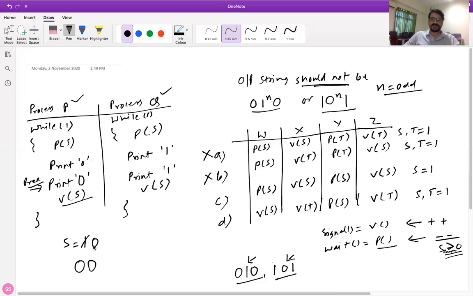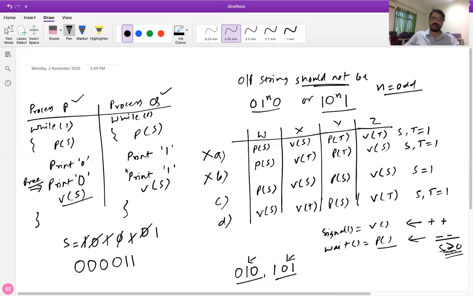After that it will be VS. VS means signal on S. So now it will become 1. Now P also can execute, Q also can execute. So if let's say P again wants to execute, it can execute, it will become 0. After the signal it will be 1. Now if Q wants to execute, it can execute and we have the output 1, 1 and then again it will become 1.